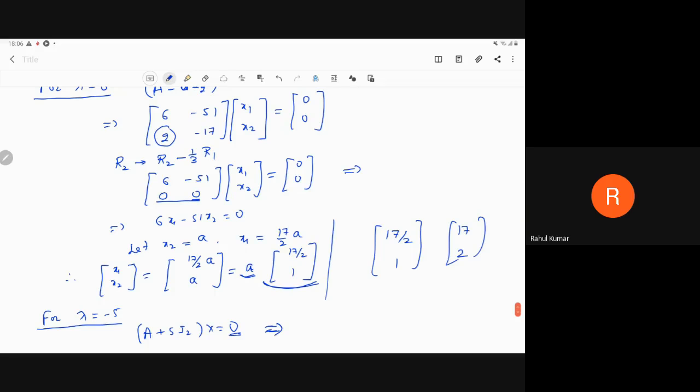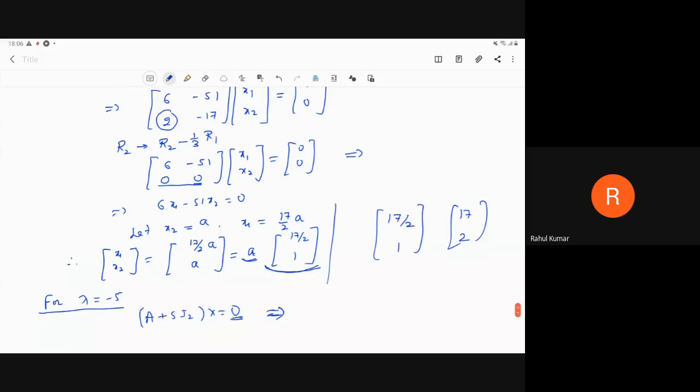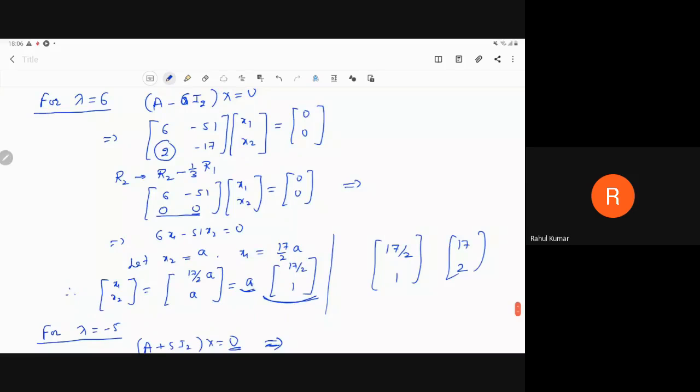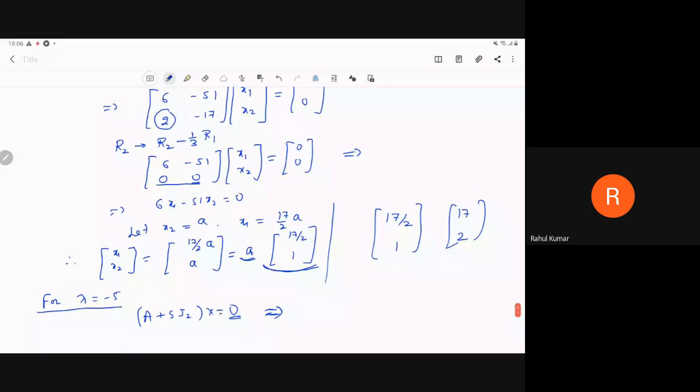After this, write A plus 5 I2 and then apply some operation to make 0 in the second row. Finally, see what is your eigenvector. In this case, you should get a times 3, 1. Eigenvector is any non-zero multiple of 3, 1. You should say it like this. Don't write just 3, 1 or something. Eigenvector is this complete column matrix.